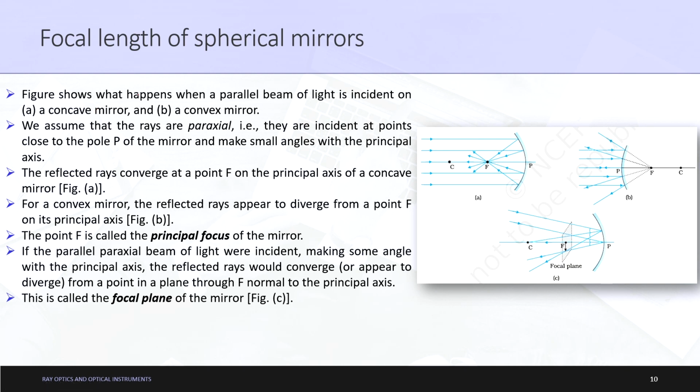Okay. So, the figure shows what happens when a parallel beam of light is incident on a concave mirror. As you can see, this is a concave mirror and this is a convex mirror.